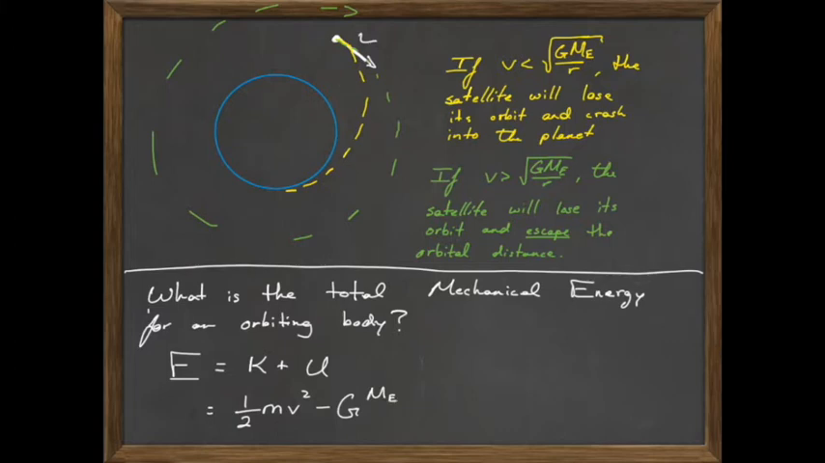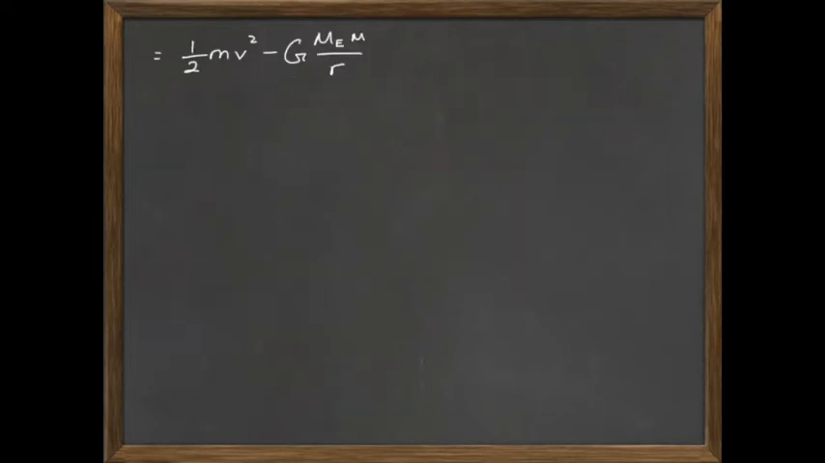So the kinetic energy is half mv squared, where m is the mass of the satellite. And then the gravitational potential energy, which we just came up with, is the gravitational constant times the mass of Earth times the mass of the satellite divided by its orbital distance. Now all we want to do is add these together. Since we're in orbit, we know what the orbital speed should be.